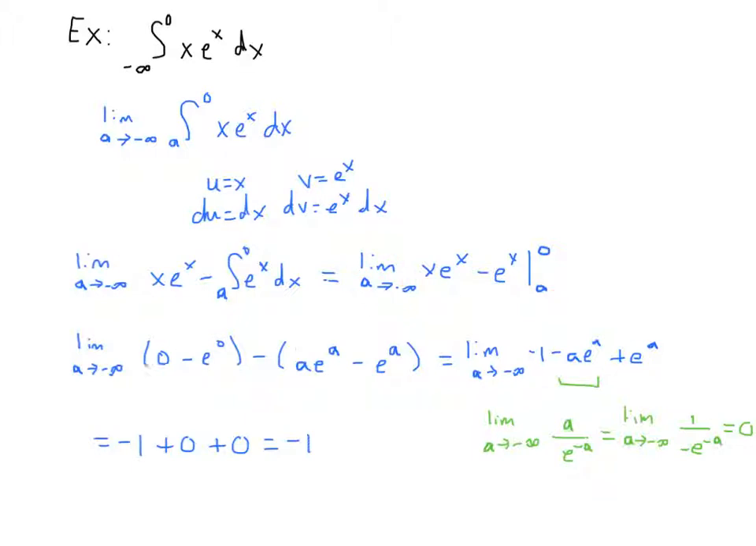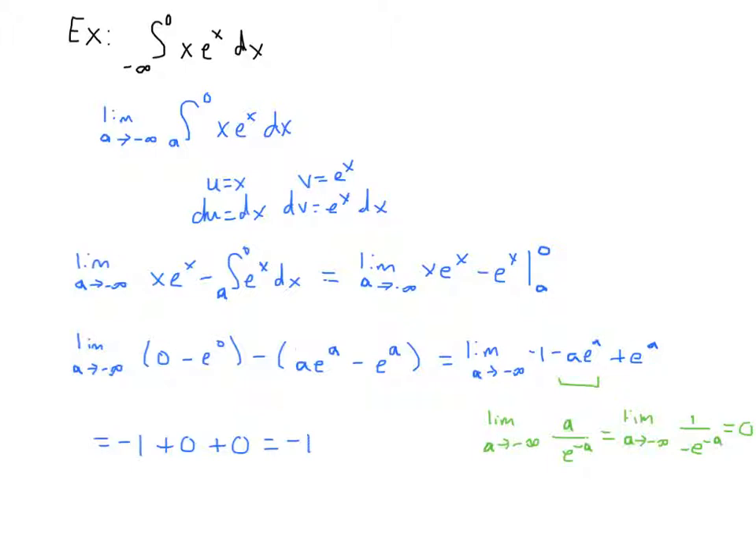So 0 times e to the 0, this is just 0. And then minus e to the 0 minus, and then when I plug in a, I get a e to the a minus e to the a right here. So the first part's easy to clean up because that's 0 minus 1, which just gives me a negative 1. And then minus a e to the a right here. And then plus e to the a. And now I have to take the limit as I approach negative infinity. So the negative 1 part is really easy because I don't have to plug in anything. Negative 1 is always negative 1 no matter how far to infinity I go. So that stays negative 1.